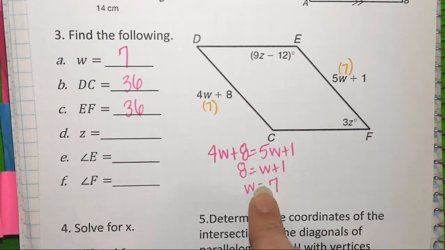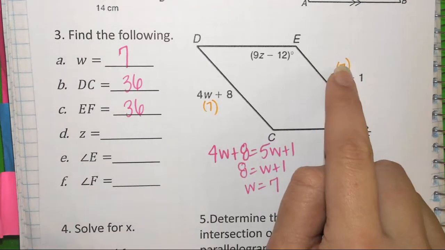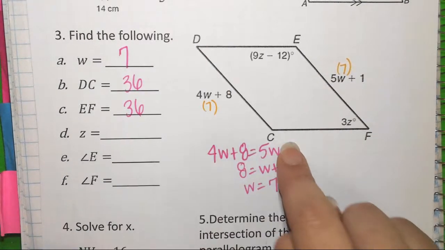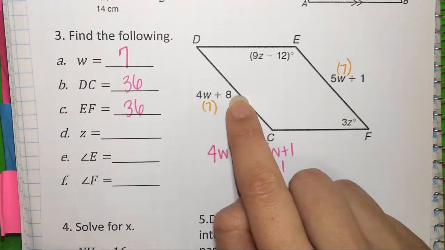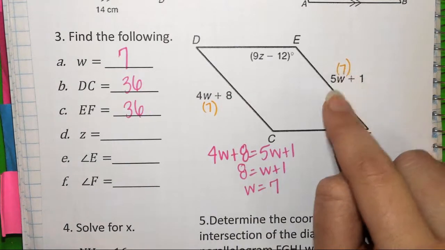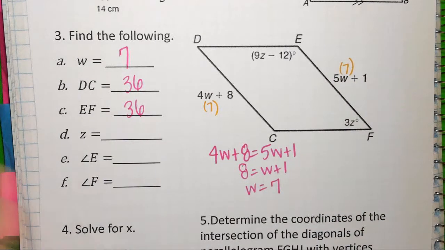Then you plug in 7 for W because you want to find the length of the side. So you plug in 7. We did 4 times 7 is 28. 28 plus 8 gave us 36. And then 5 times 7 is 35. 35 plus 1 gave us 36.